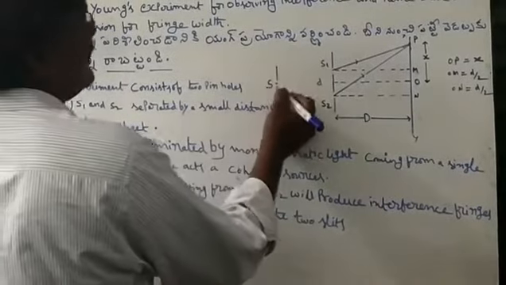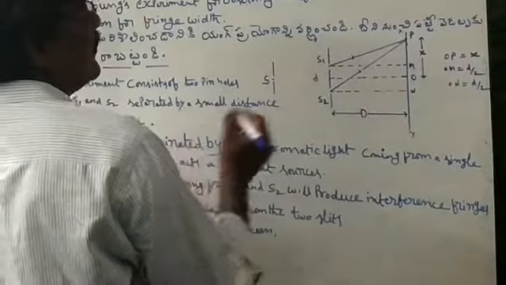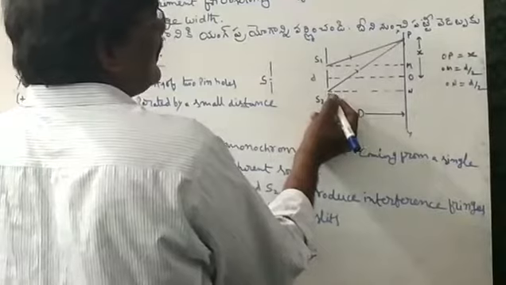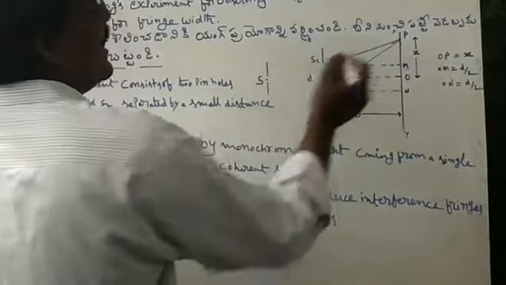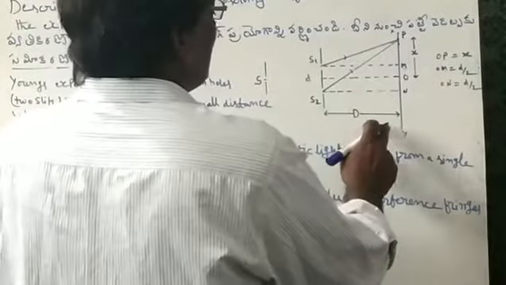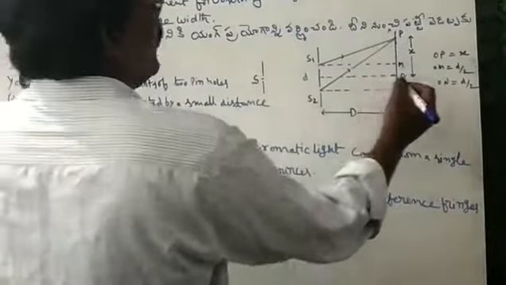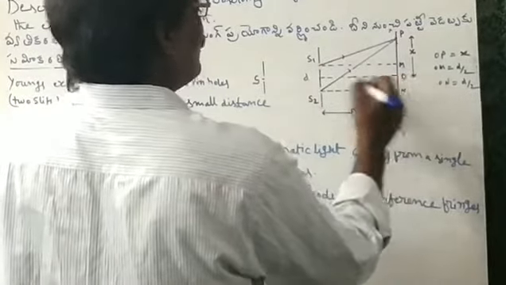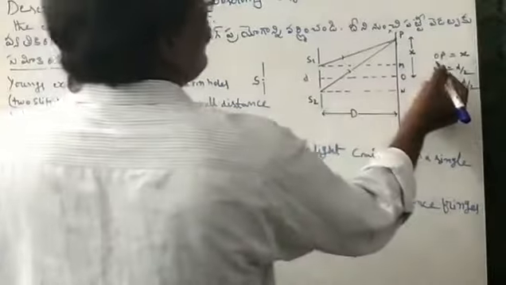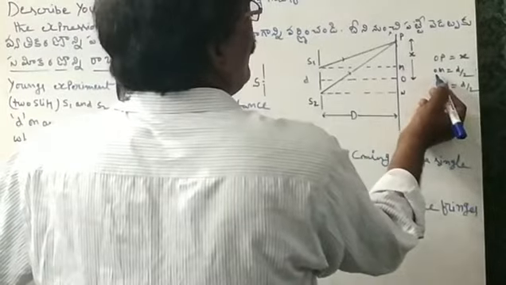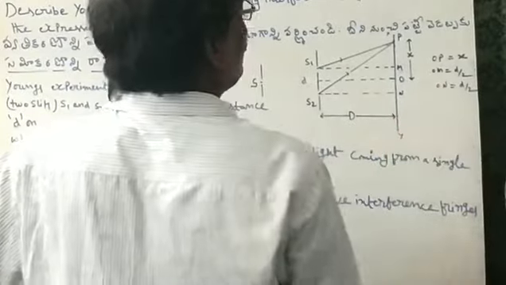Once again, S is the monochromatic source of light. S1 and S2 are two slits separated by effective space distance small d. XY is the screen placed at a distance capital D from the two slits. O is the center of the screen. OP is equal to X, OM is equal to d by 2, ON is equal to d by 2.